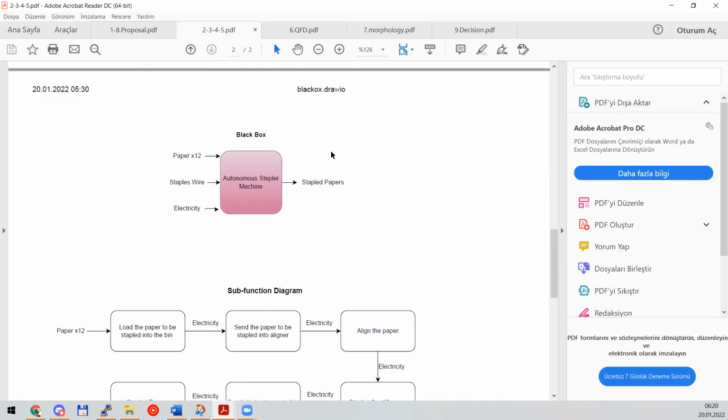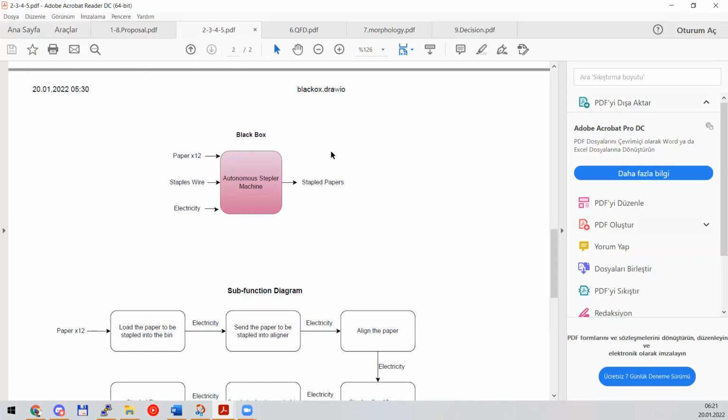Hello, I'm Furkan Türk. I will continue from this part. This is our black box diagram. We can show the inputs as 12 pieces of paper, staplers, and electricity. After these entries, the component we get at the exit is a dozen stapled papers.